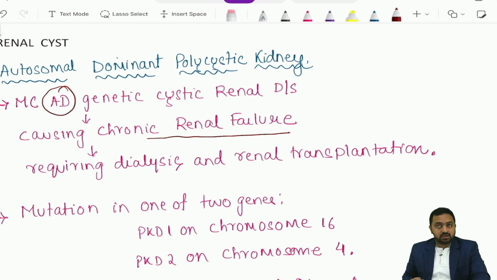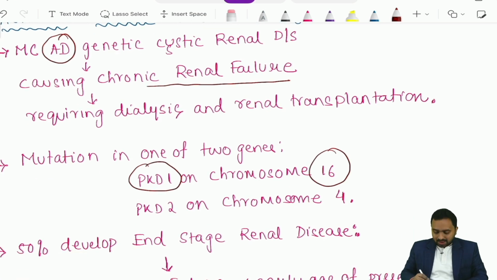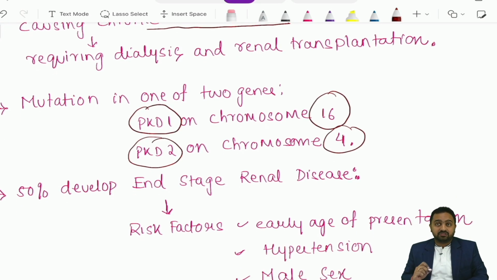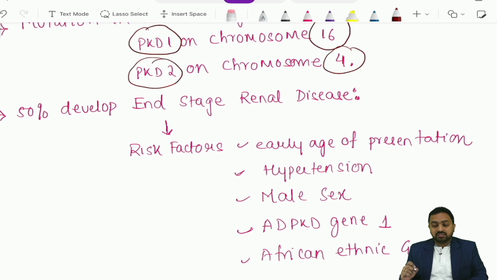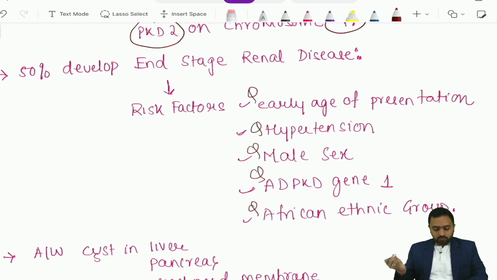and renal transplantation. It occurs due to the mutation of the PKD1 gene, which is situated on chromosome 16, and the PKD2 gene, which is situated on chromosome 4. Now 50% develop end-stage renal disease. Now what are the risk factors causing end-stage renal disease? So you have early age of presentation, hypertension, male sex, ADPKD gene 1, and African ethnic group.